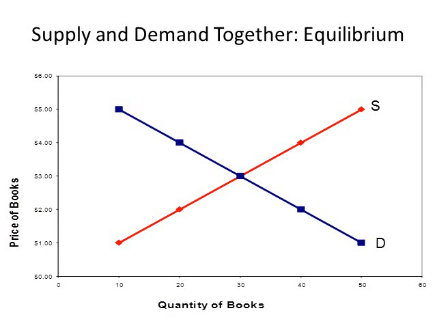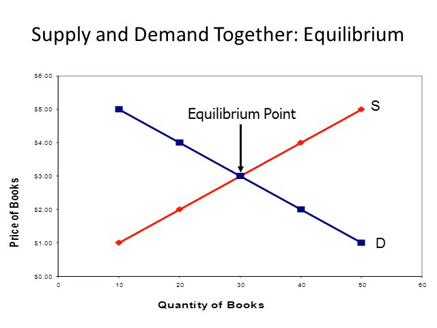The graph illustrates the concept of the equilibrium point. The demand curve is in blue and represents the demand for books. The red line represents the supply of goods. The point where the supply curve crosses the demand curve is the equilibrium point.